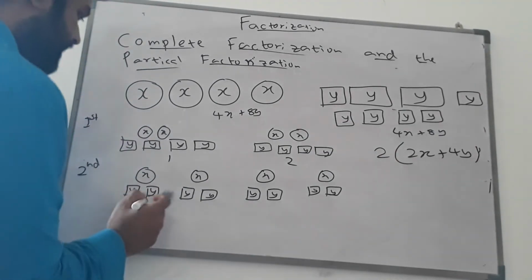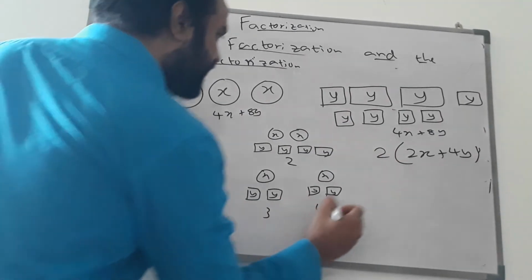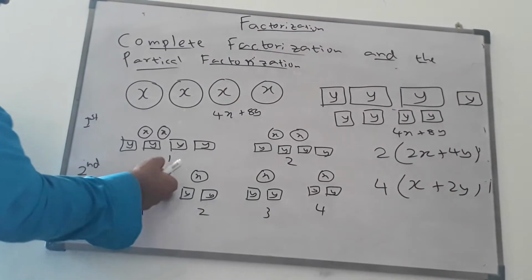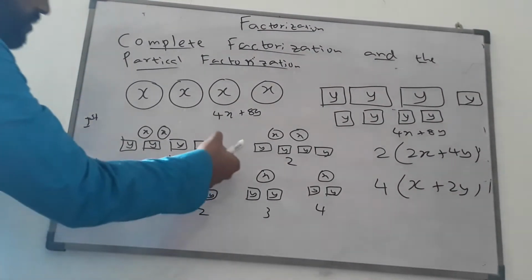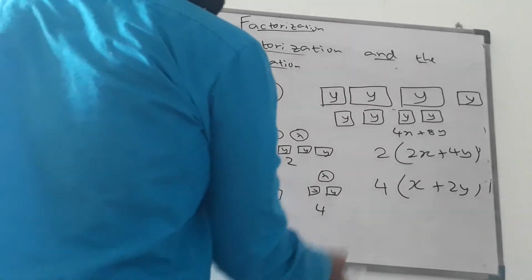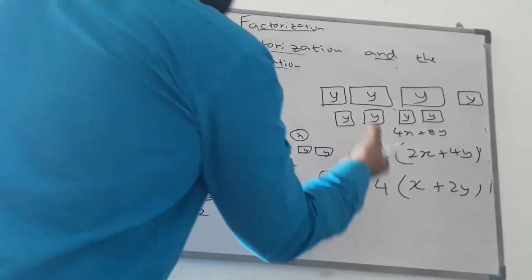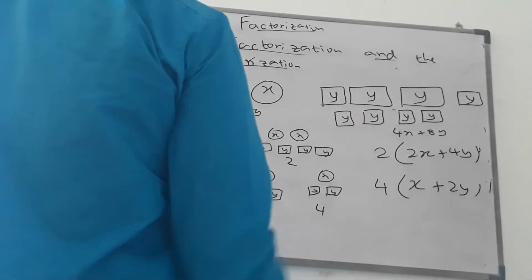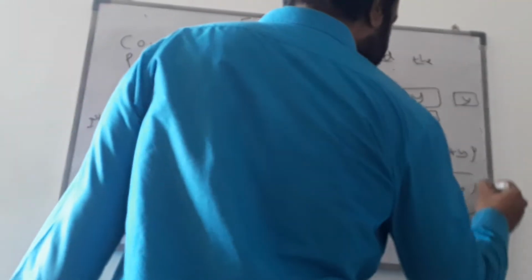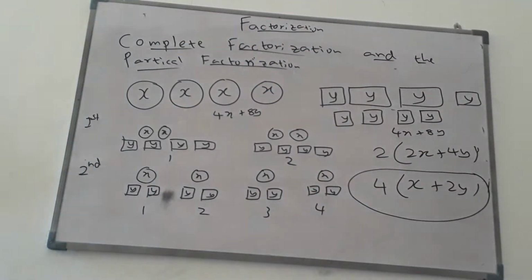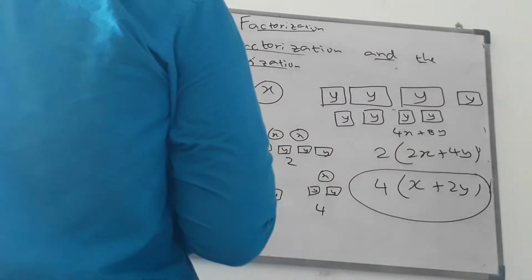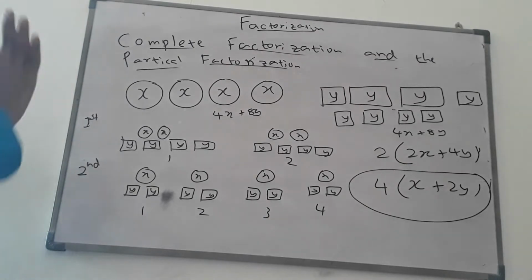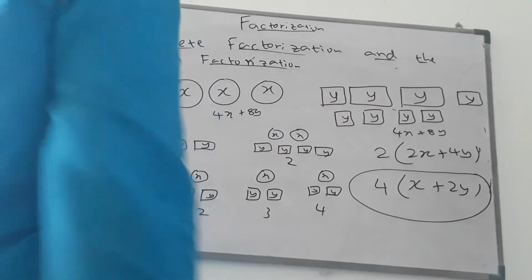And here in the second method, there are four types of x plus 2y. In each group there is an x and 2y's. Here also x and 2y's. Here also x and 2y's. So likewise, there are four types of x and 2y's. So the better method of factorizing is 4 times (x plus 2y). That means if the number of groups is more, that is the most correct method.